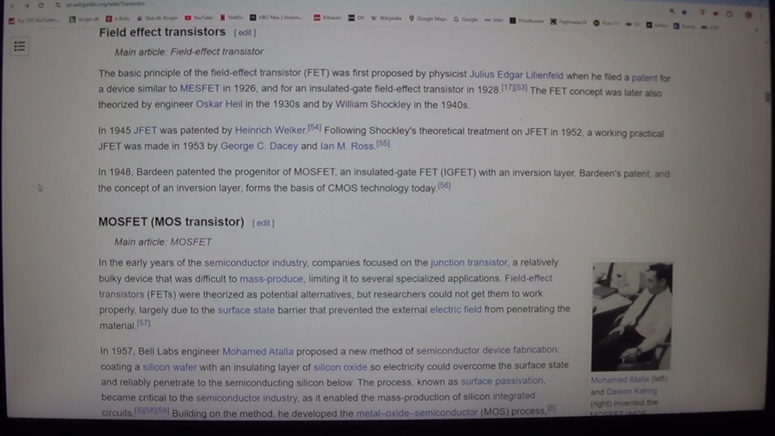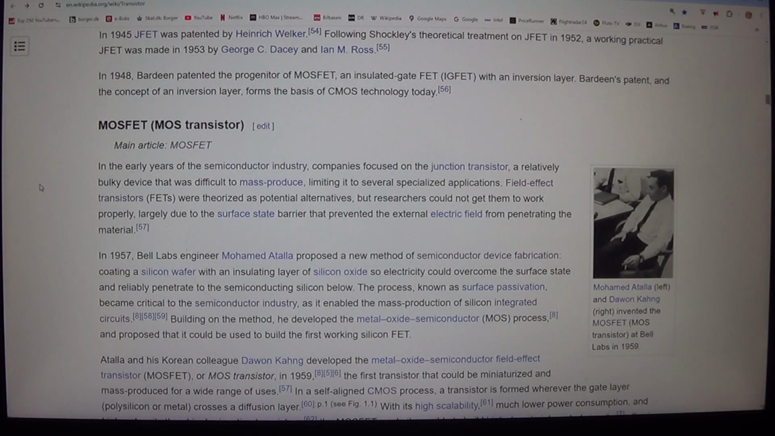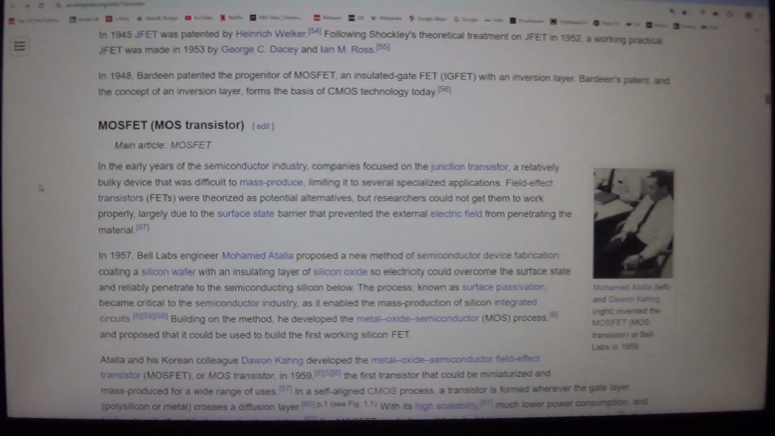Following Shockley's theoretical treatment on JFET in 1952, a working practical JFET was made in 1953 by George C. Dacey and Ian M. Ross. In 1948, Bardeen patented the progenitor of MOSFET, an insulated gate FET, IGFET, with an inversion layer. Bardeen's patent, and the concept of an inversion layer, forms the basis of CMOS technology today.